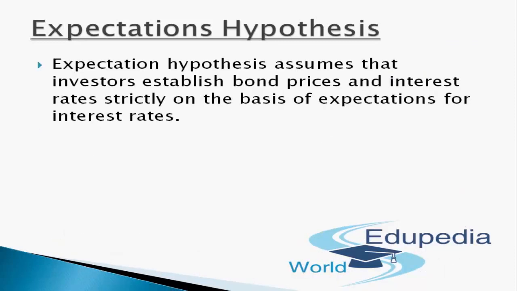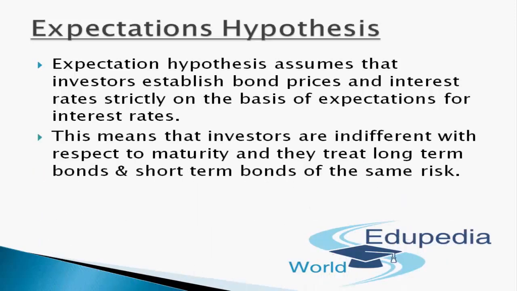The expectations hypothesis assumes that investors establish bond prices and interest rates strictly on the basis of expectations for interest rates. That means the investors are indifferent with respect to maturity and they treat long-term bonds and short-term bonds as having the same risk. That is the kind of expectation one has while investing in the bond markets. Usually they just look at the interest rates which are prevailing in the market and how much coupon the bond security is providing to them. That way they are going to invest.